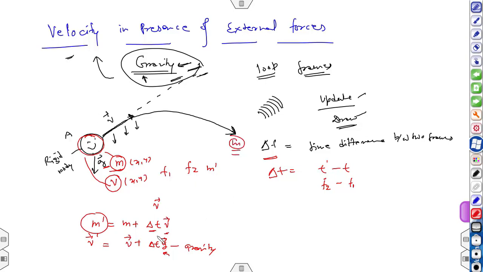This particular calculation of position and velocity is used for every frame, and these two calculations are responsible for providing the motion or movement to any character in any game design. So that's it for this video.